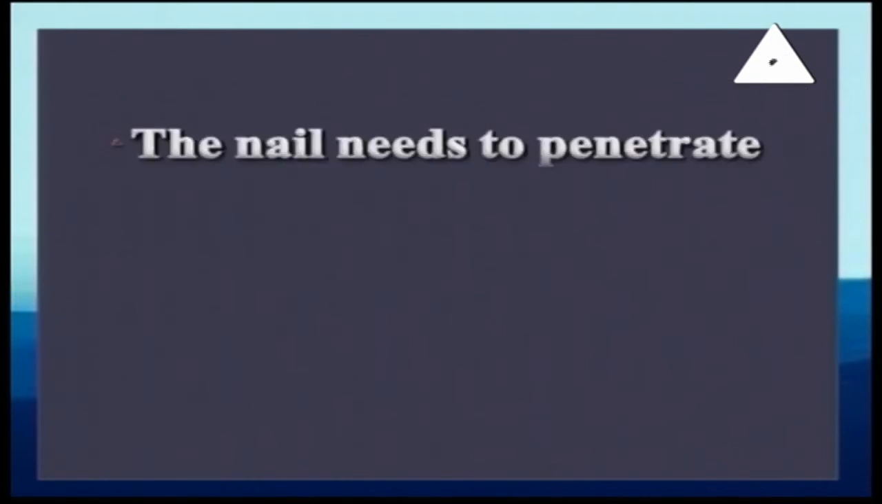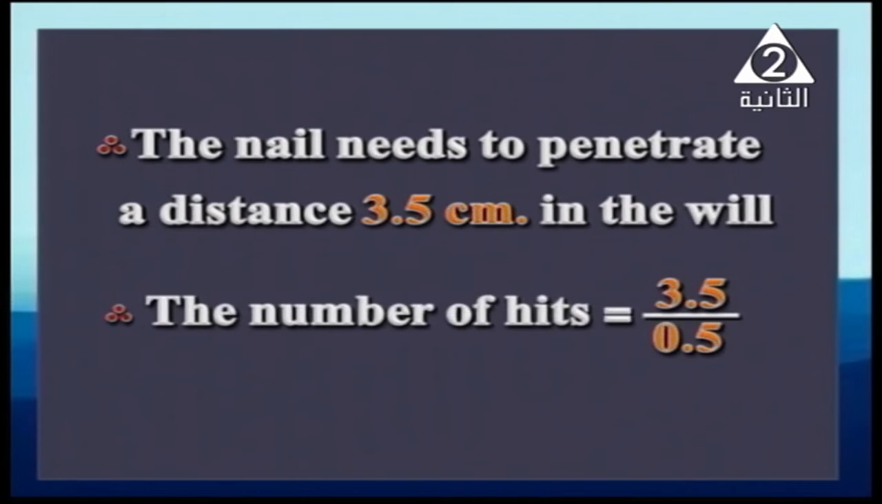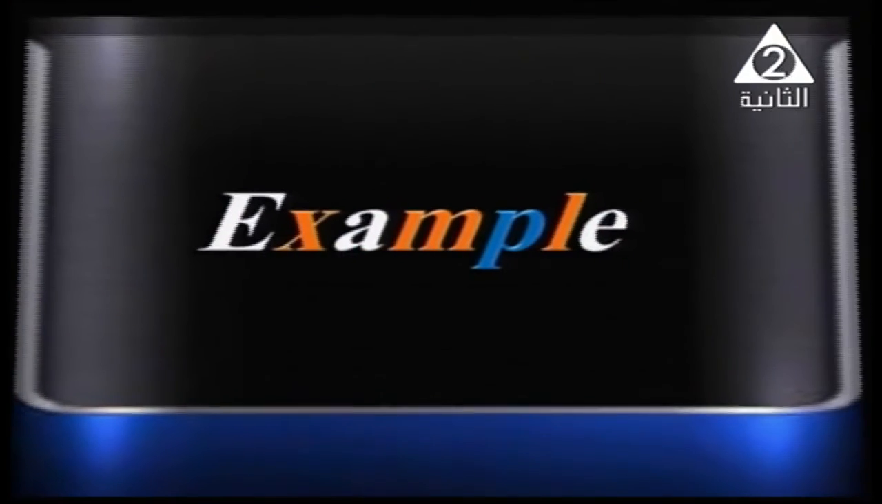The nail needs to penetrate a distance of 3.5 centimeter in the wall. The number of hits equals 3.5 over 0.7 equals 7 hits. The number of hits equals 7. Now we move to another example.